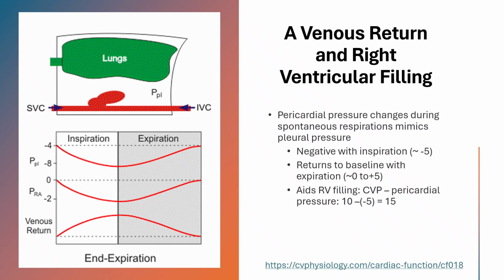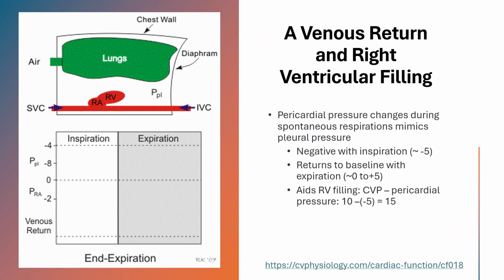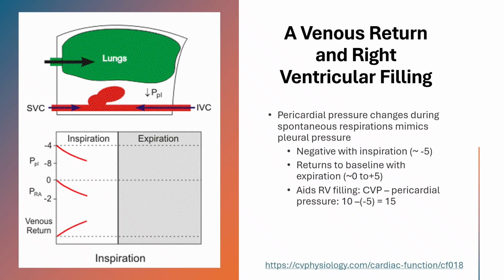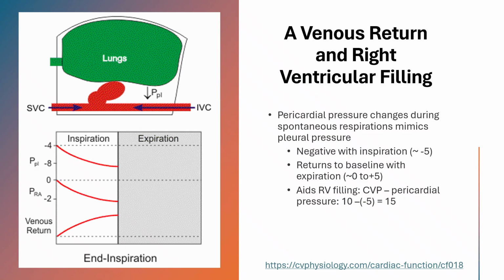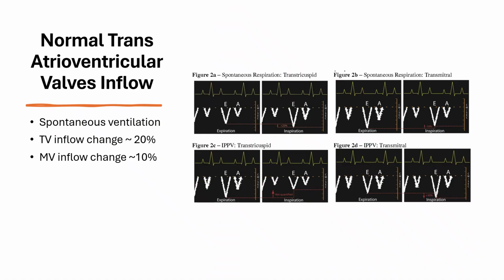Please take more time if you need to understand this concept, and I'll also refer you to this link for more in-depth review and analysis. So let's discuss the flow patterns through the tricuspid and mitral valves, both during negative pressure ventilation and positive pressure ventilation. Under normal physiological conditions in healthy patients, tricuspid valve inflow changes approximately 20% during spontaneous ventilation, and mitral valve changes approximately 10%. Let's first start with figure 2A and figure 2B.